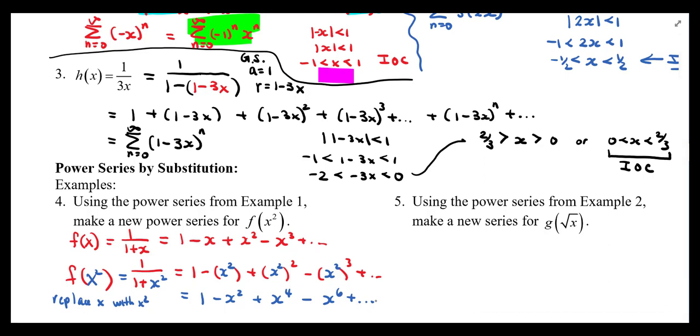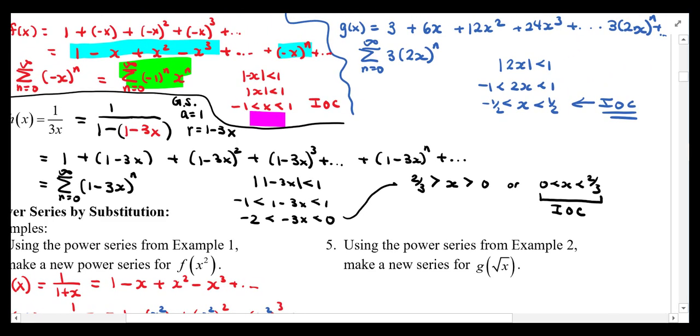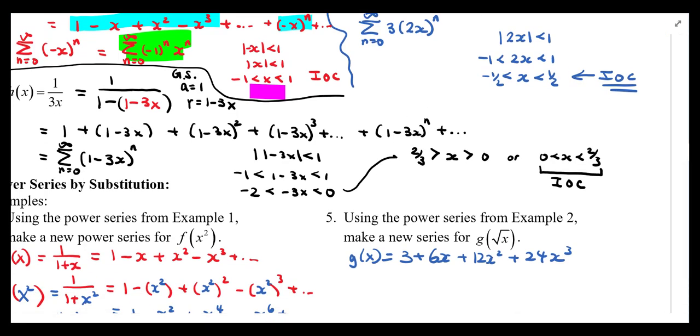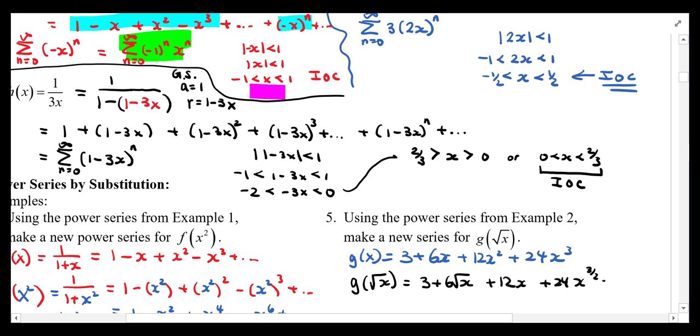So using this idea, can you try number 5? This time using the power series from example number 2. In example number 2, we have the power series g of x that equals 3 plus 6x plus 12x squared plus 24x cubed. And so now I'm going to ask you to make this substitution, make it root x, and yes, wherever you see x, make it root x. This will be 12, root x squared is just x, and then here's 24, and this is x to the 3 over 2. Okay, done.